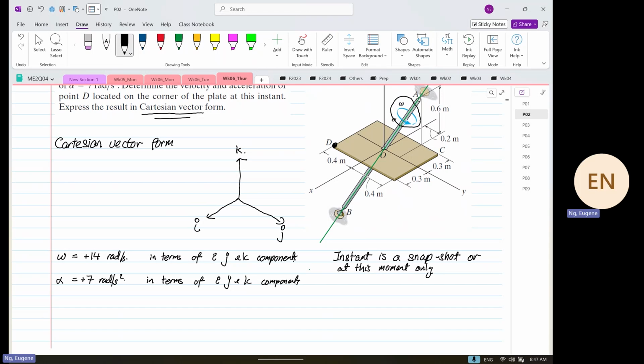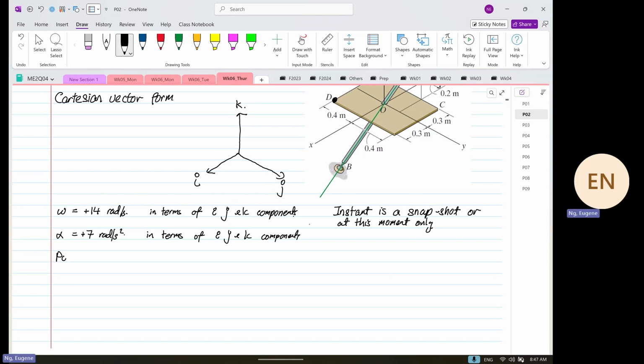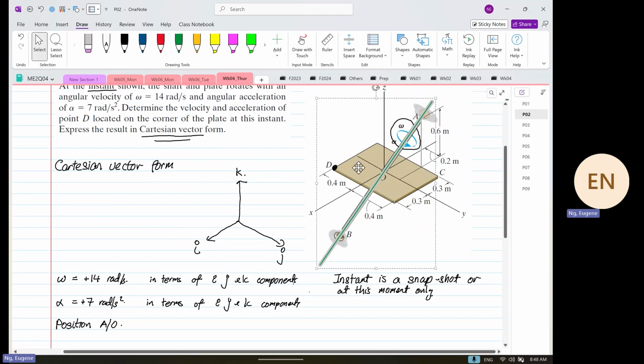So the first thing we have to do, in order to determine the i, j and k components in both alpha and omega, is to determine the position of point A relative to O. Let me get this diagram, then you can see what we're trying to achieve.